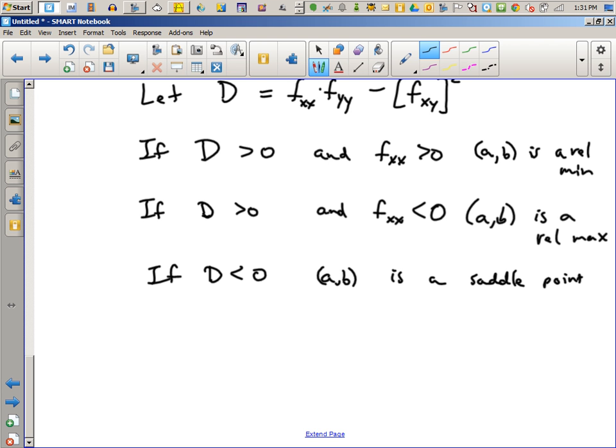Saddle points, which is exactly what it sounds like. Okay? Let's practice drawing a saddle. Everybody draw a curve like that. Everybody got it? Draw another curve like that. Maybe not quite as curvy, but going down.